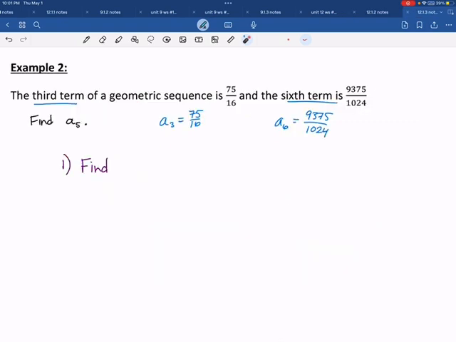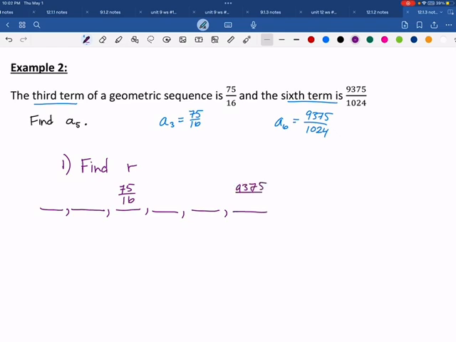Here it's different. In order to find R, I want to think about what's happening between these terms and what I have. I do not know the first term. I do not know the second term. I do know the third term is 75/16. I don't know the fourth term. I don't know the fifth term, but I want to find it. And I do know the sixth term, 9375/1024. So I have A3 and A6. I want A5.